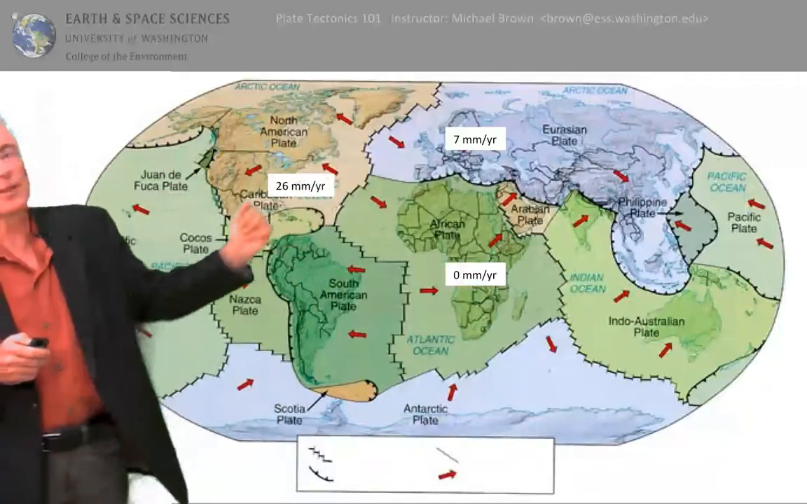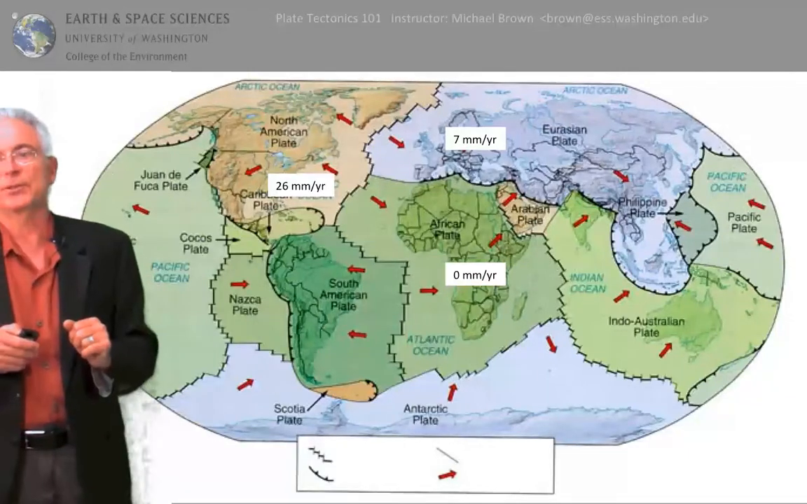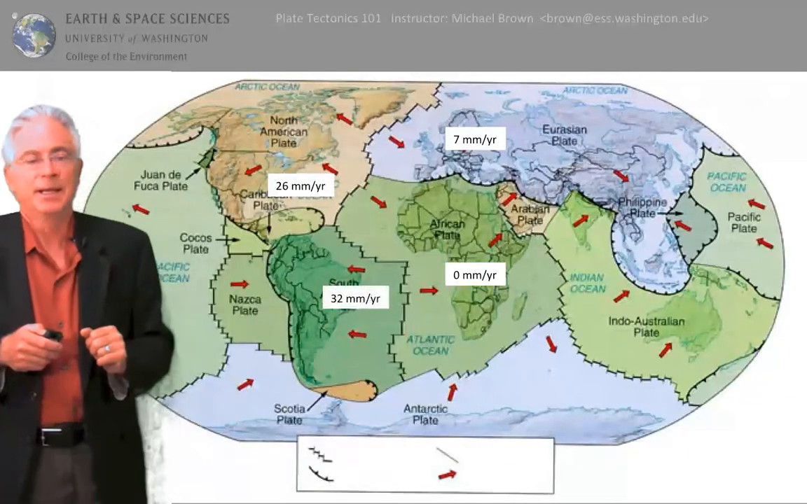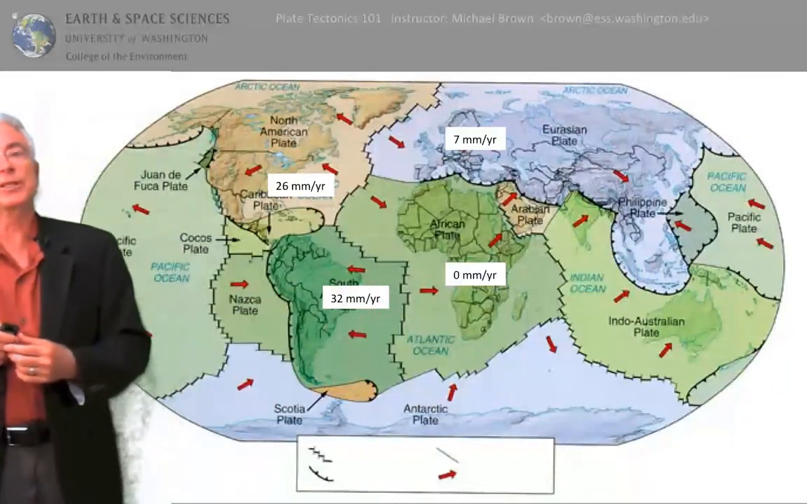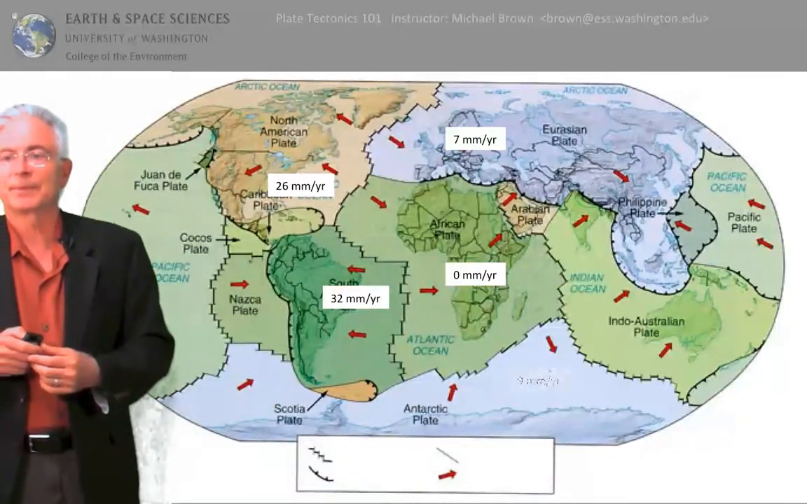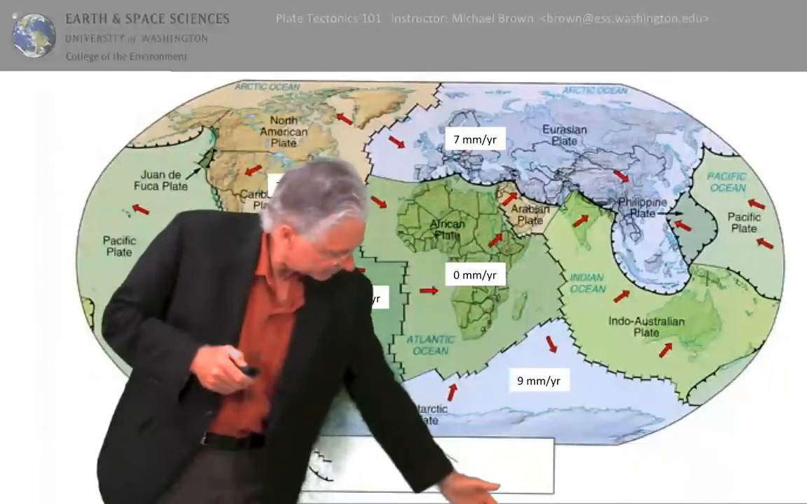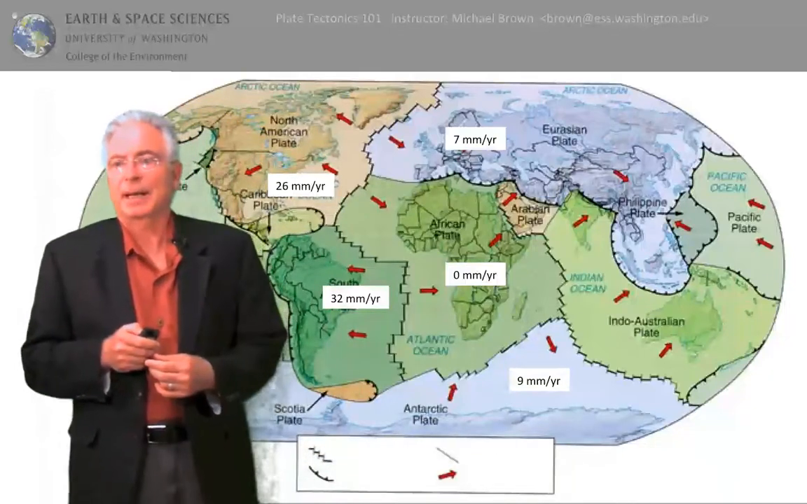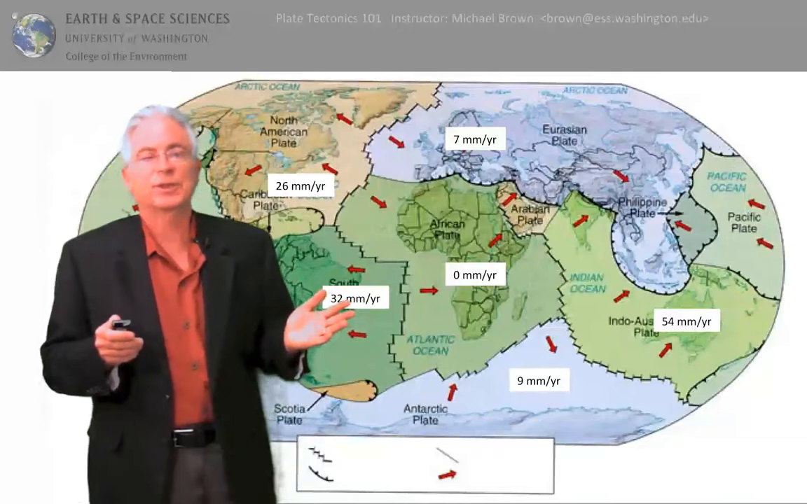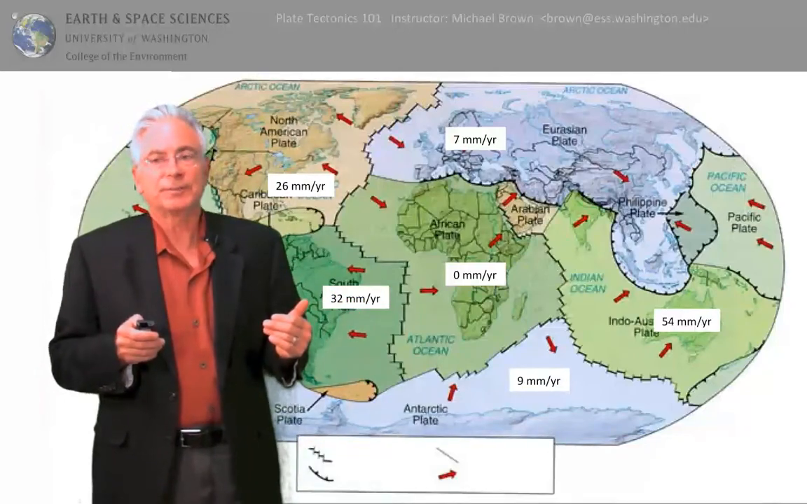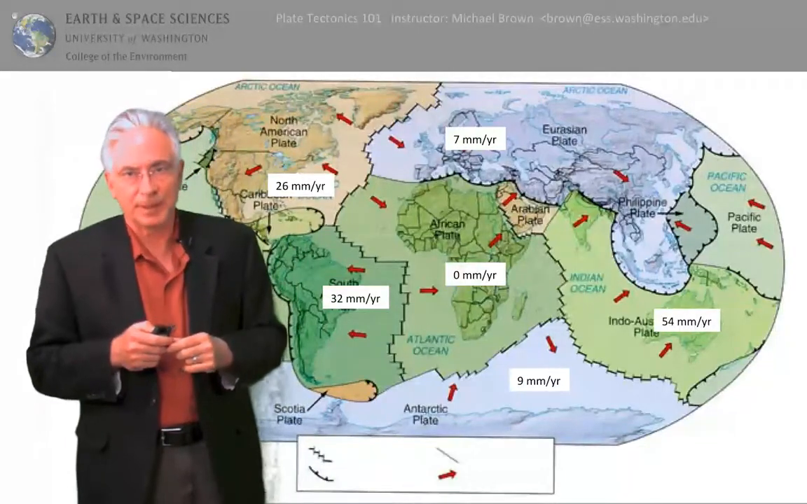Now over here is the North American plate. It's moving away from Africa at about 26 millimeters a year. South America is moving away from Africa at about 32 millimeters a year. Antarctica also moving away from Africa to the south at about 9 millimeters a year. Finally, there's the Indo-Australian plate also moving away from Africa at about 54 millimeters a year.